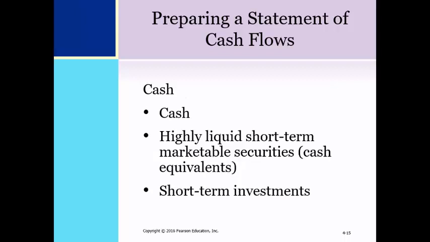Cash includes not only cash on hand and deposits in the bank, but also highly liquid short-term marketable securities. Some examples of cash equivalents include U.S. Treasury bills, certificates, notes, bonds, and commercial paper. Some companies will separate their marketable securities into two categories: cash and cash equivalents and short-term investments. If they do this, the short-term investments are included under investing activities.